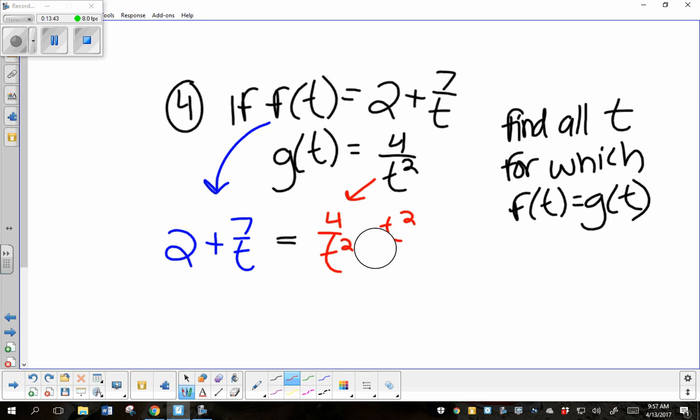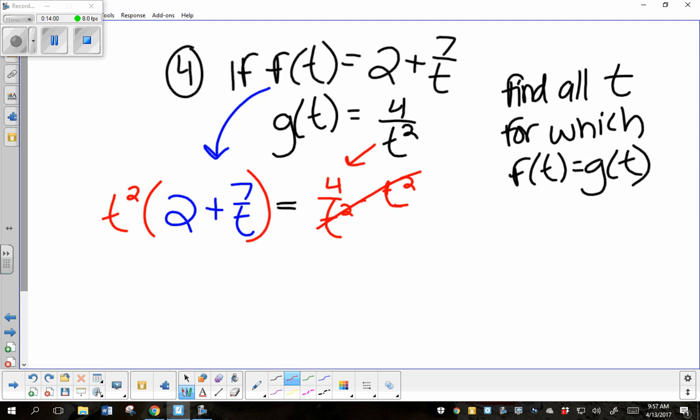If we multiply by just t squared, t squared over t squared will go away, right? That's nice. Can I just do that on one side, though? No. So we'd have to multiply this side by t squared too. Do you think that's going to help? Let's see. All right, so what's t squared times 2?